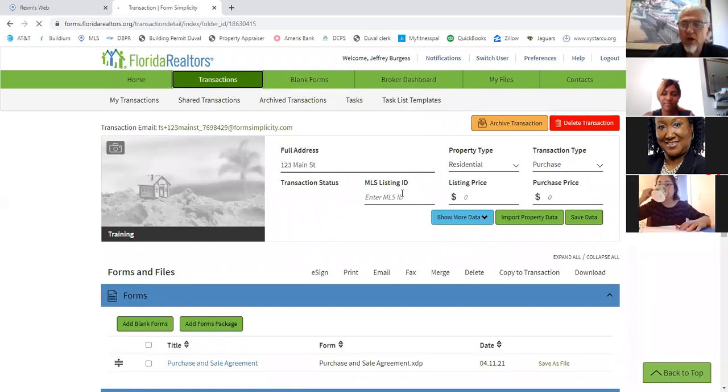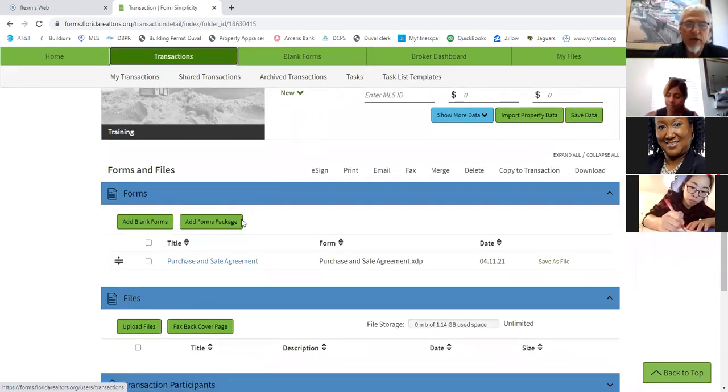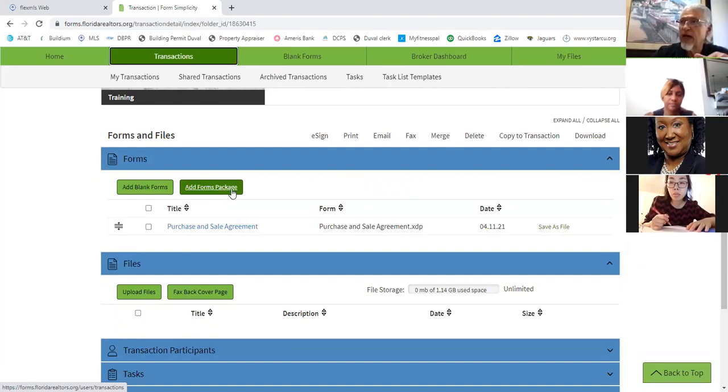Okay, so we're now in the transaction, and the first thing that you would do once you're in the transaction, now I've already added a purchase and sale agreement. To add a blank form, there's two things you can do. You can set up a forms package, which you can put the documents in that you want to use for a particular transaction. Just the blank documents, and save that as a package. And then you can just go to the forms package and get that package and drag all that down at one time, or you can pick forms from the package and drag them across.